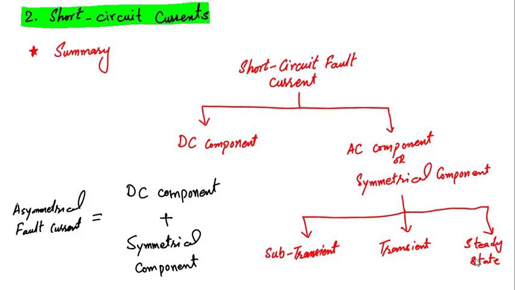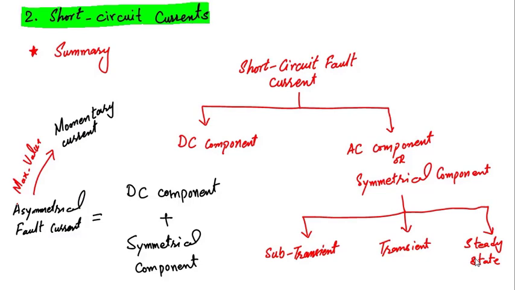So that peak value of asymmetrical current is known as momentary current. It means the very first cycle of the fault current, its peak value, is known as momentary current. Circuit breakers are rated based upon this momentary current as well. A circuit breaker must be capable of withstanding this momentary current, meaning it must not get damaged due to this very high DC plus very high first cycle of sub-transient AC current.